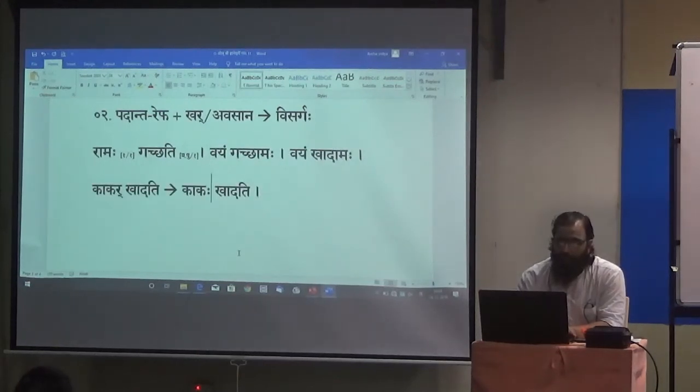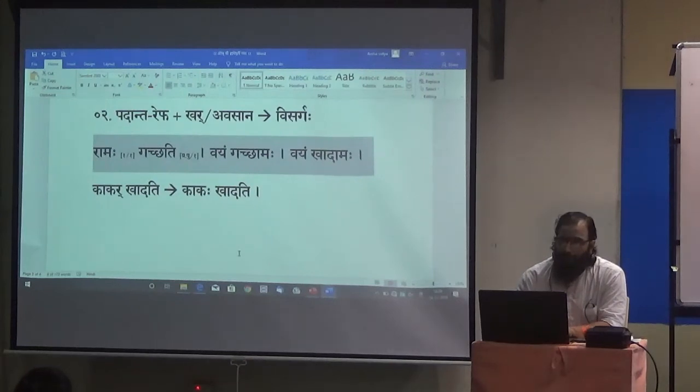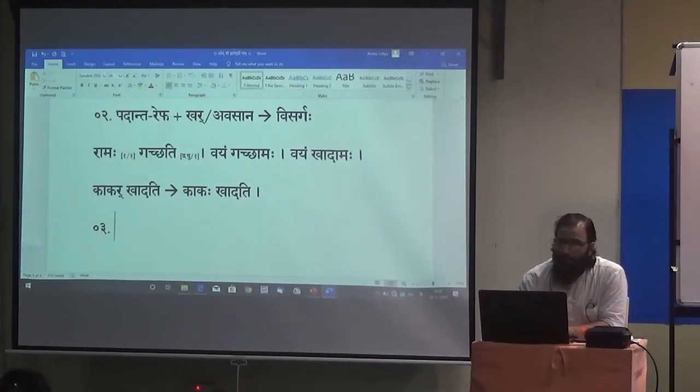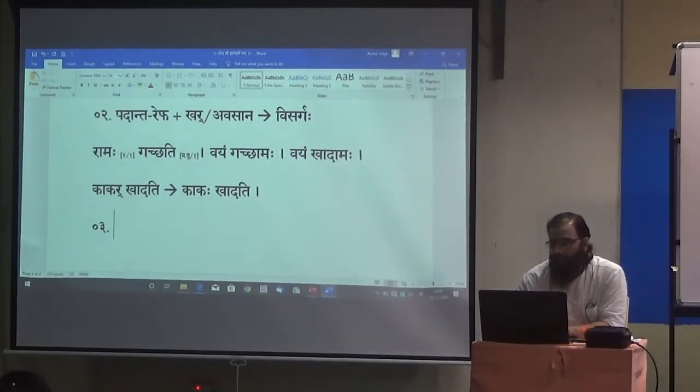Okay. So, examples we have seen. One example for Padanta Repa followed by Avasana. Another example followed by the Kar letter. This is rule number 2. Now, rule number 3. So, now you know how Visarga is born. Visarga is born of Repa, and Repa is born of Sakara. Right?